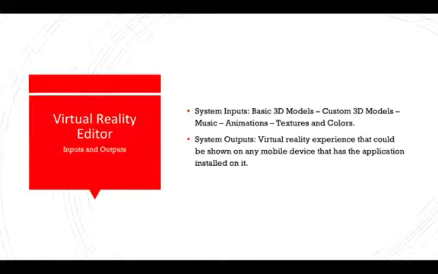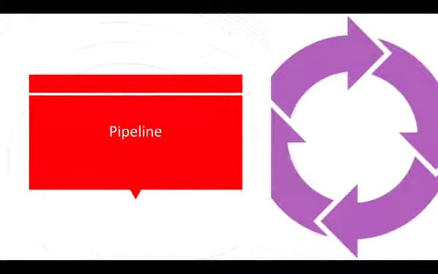Virtual reality editor, inputs and outputs. System inputs: basic 3D models, custom 3D models, music, animation, textures, and colors. System outputs: a virtual reality experience that can be shown on any mobile device that has the application installed on it.